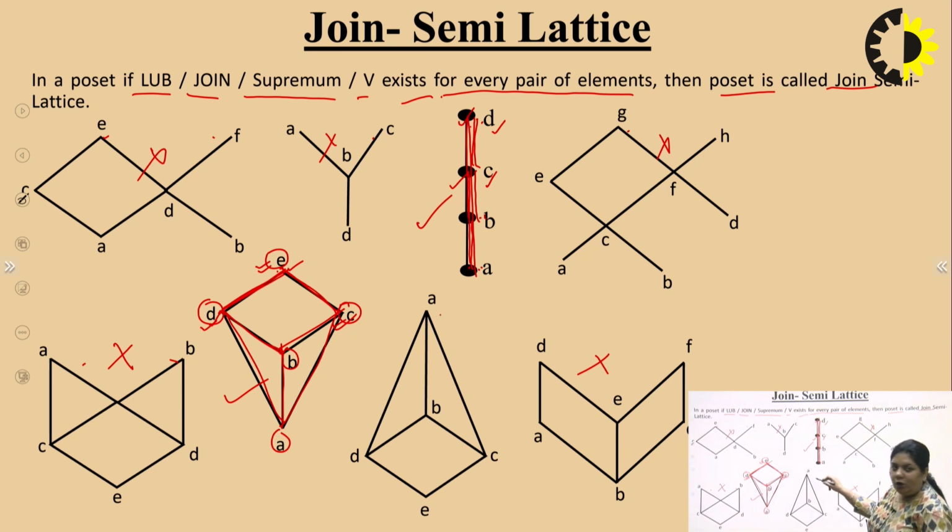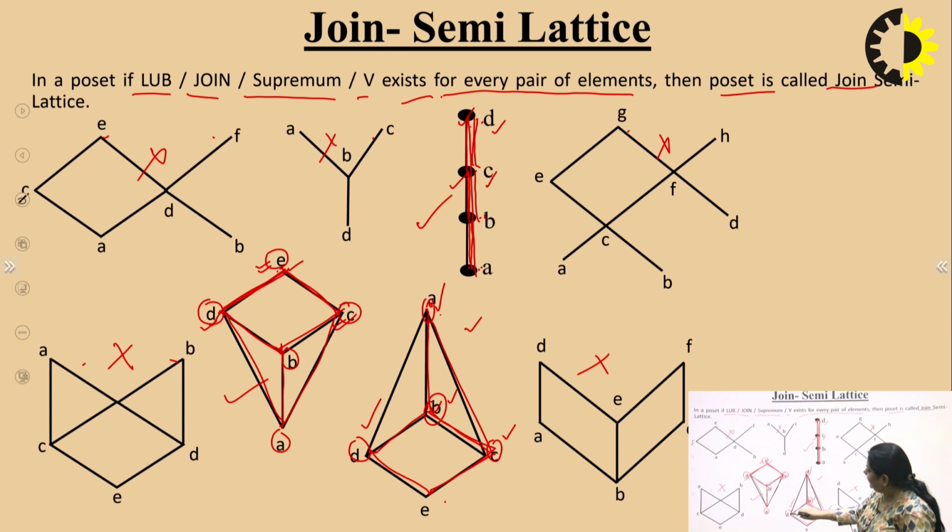Do we have a single top? Yes. Now for each and every pair, search for the least upper bound. For D and C, the very first point of meeting is B, so B will be its join. For E and D, the very first point of meeting is D, then D will be its join. E and C, C will be its join. E and B, B will be its join. B and A, A will be its join. A and C, this one. D and A, A. E and A, A. So for each and every pair, we are able to find the join.